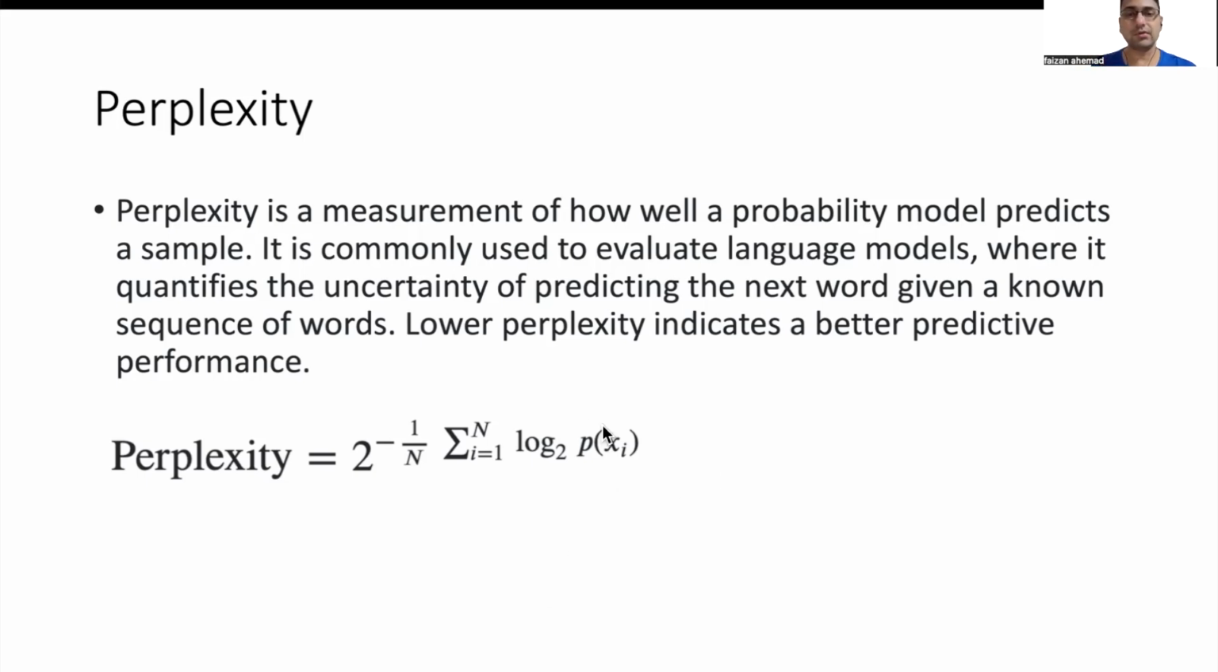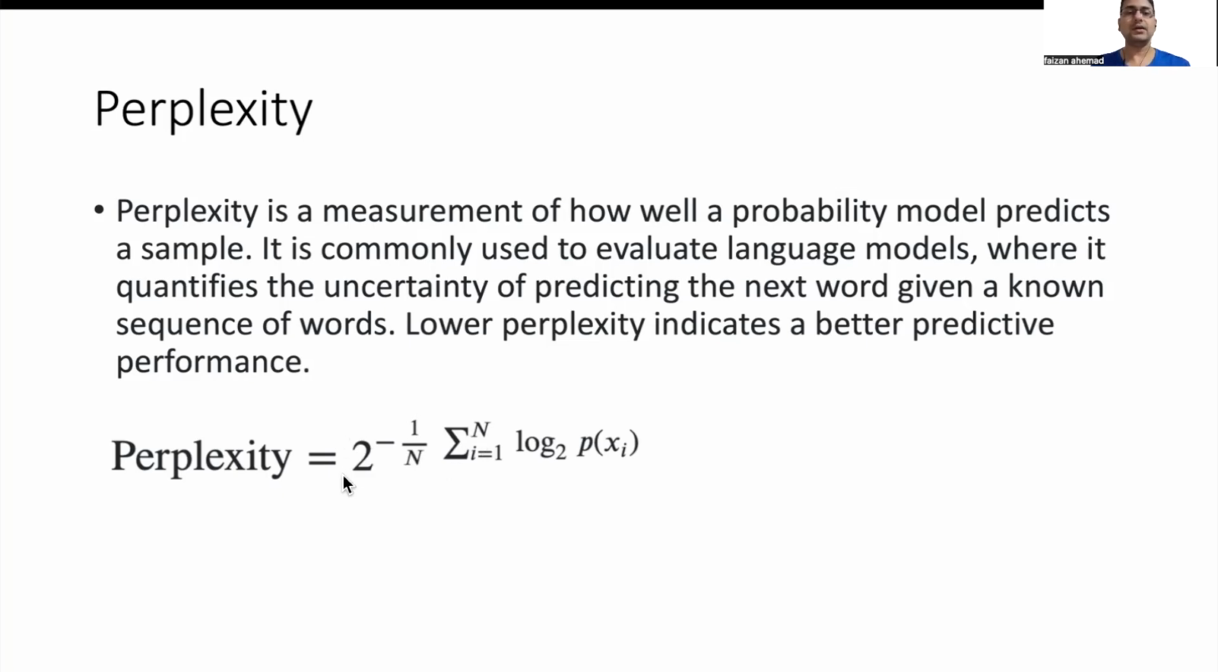Like if you see, this P of xi is the probability of the token. Okay. And if the LLM generates n tokens, then what is the probability of the correct token? So if the LLM gives a very high probability to the correct token, then this probability score will be 1 and then this log 2 will become basically 0, right? So this whole log thing will be 0 and then you have 2 to the power minus 0, okay, which is nothing but 1, right? So 2 to the power 0 is 1, right?